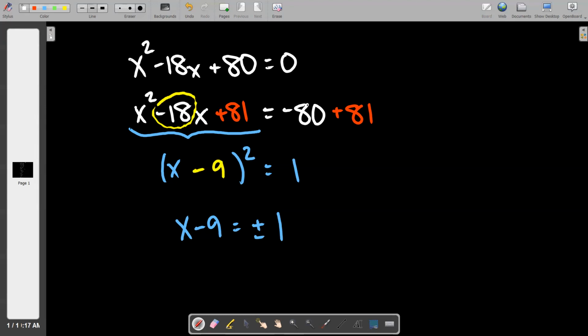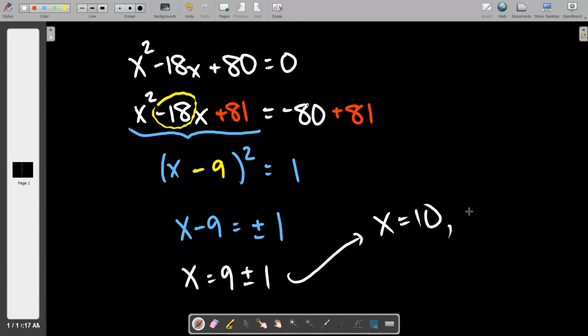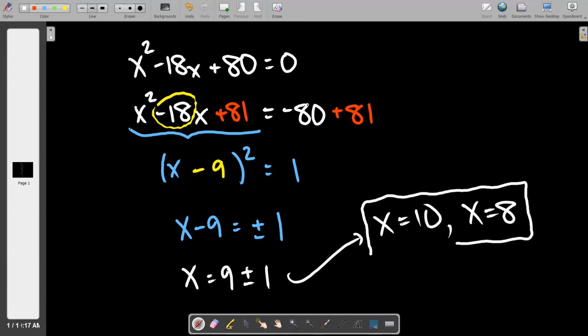So the next step is robotically to move the 9 to the other side, and we get x equals 9 plus or minus 1. Now, as you would guess, that is not an acceptable answer. Why? Because you can do the math, right? What is 9 plus 1? So one of my answers is 10. What's 9 minus 1? My other answer is 8. And what do you think these answers mean in hindsight? You could have factored, but I don't want you factoring today. We're practicing completing the square, but that's what it means.